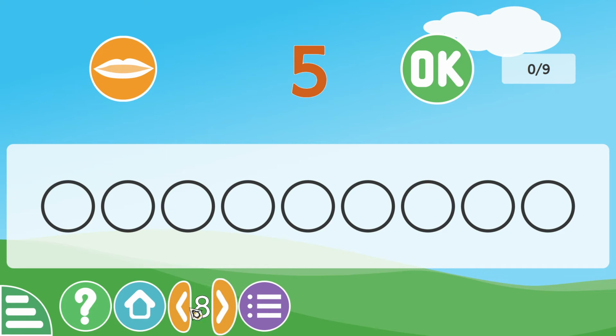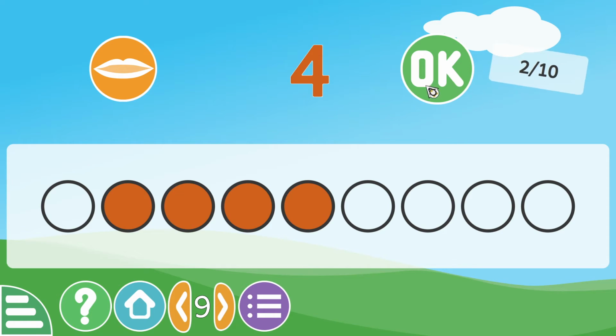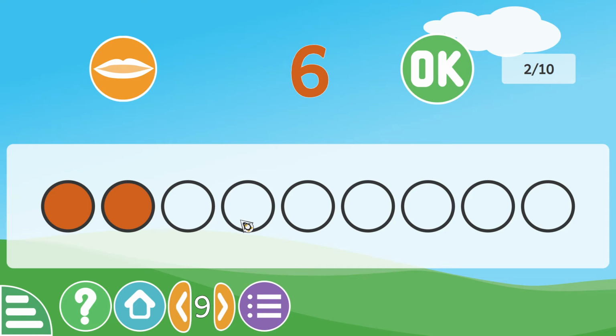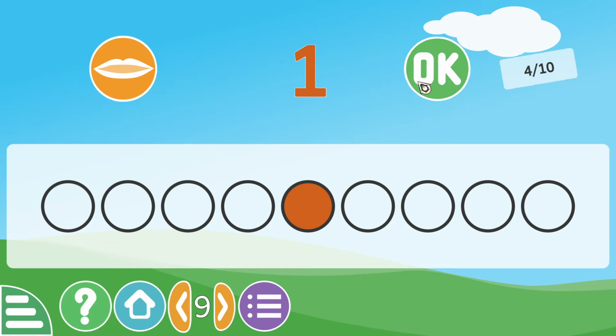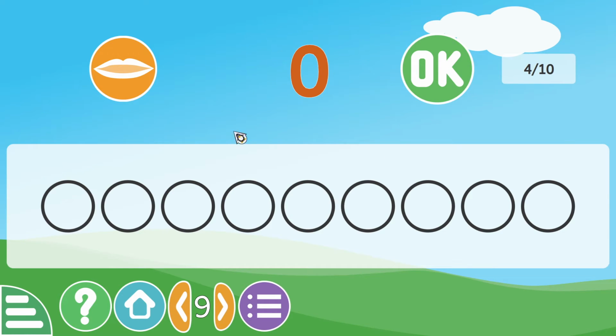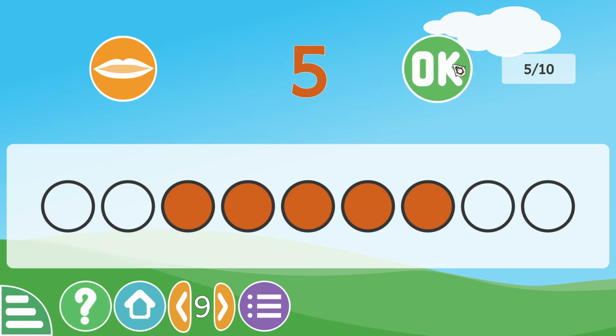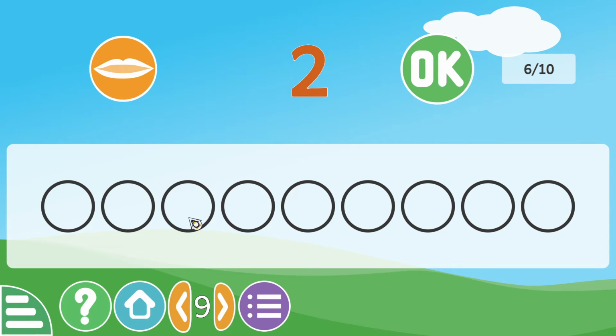Every time we go up a level, we get some more numbers, but I'm going to go to the end and do one of everything rather than step through all of the numbers. So I just did 3, then 4 circles. For 6, I'm going to go 3 groups of 2. Just 1, put it in the middle. For 0, we can't fill in any. We've got to leave them all empty. 5, the ones in the middle. 2, I'm going to put 1 on the left-hand side, 1 on the right-hand side.